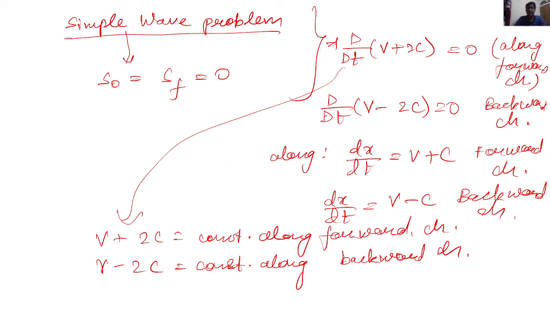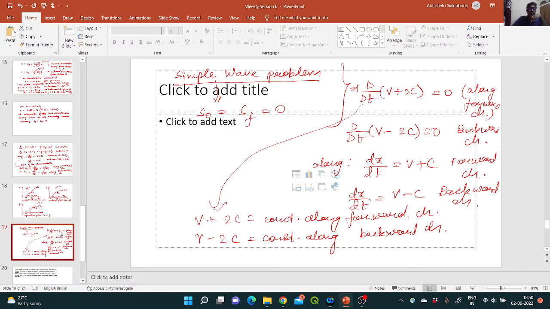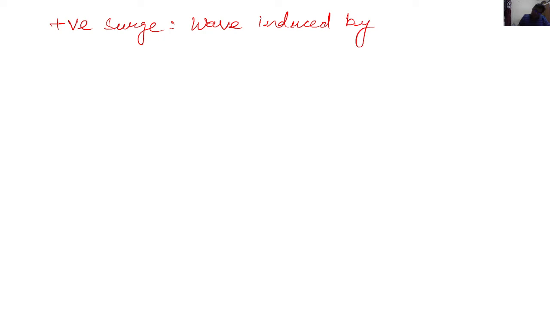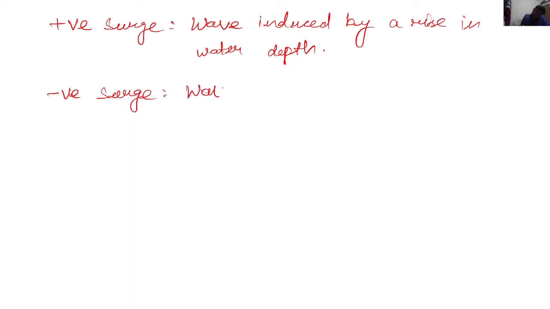Now let us understand what surges actually mean. What are positive surges? What are negative surges? So a positive surge is a condition in which the wave is induced by a rise in water depth. I will explain it using figures. And a negative surge is the one in which the wave is induced by a drop in water depth.